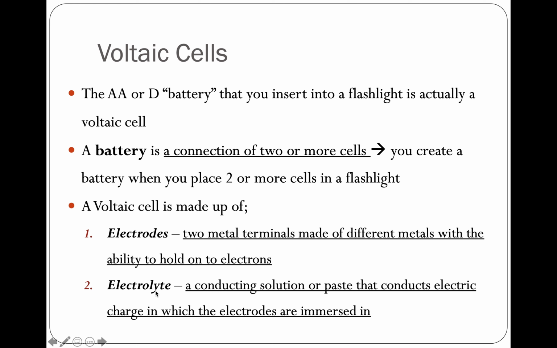Now, this other term, electrolyte, you might have heard this term before, not applying to batteries perhaps, but in our voltaic cell battery definition, an electrolyte is a conducting solution or paste that conducts electric charge in which the electrodes are immersed. So basically, what do you need in a voltaic cell? Well, you need electrodes. You need two of them. And then you need an electrolyte that can conduct some of that charge.